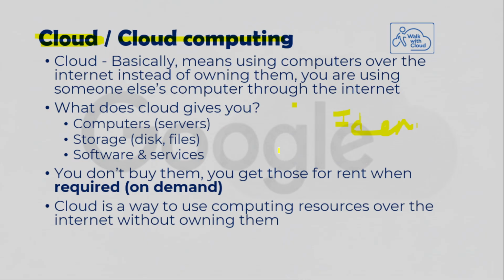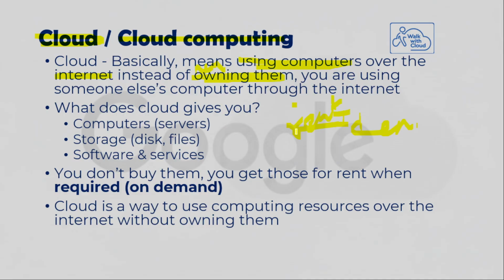So let's start with understanding what is cloud or cloud computing. Here there are three words. Basically, cloud means you are using computers with the help of the internet, and you are not owning them. So you are basically using someone else's computer through the internet, and you are paying only for what you use. It means you are basically on rent. Very simple. That's it.